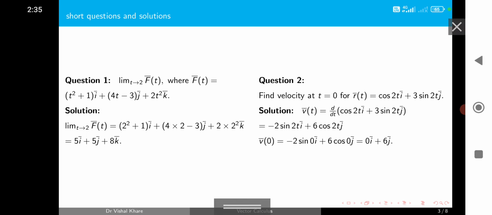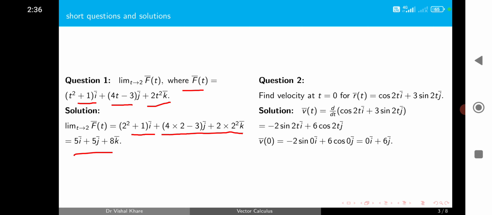Question number one, again they will ask the limit of f bar t. Vector f bar is given in this way: (t square plus 1) i bar plus (4t minus 3) j bar plus 2t square k bar. So simply you have to put the value of 2 in place of t. So simply you will get 5i bar plus 5j bar plus 8k bar. This is a very simple question. You can solve it easily.